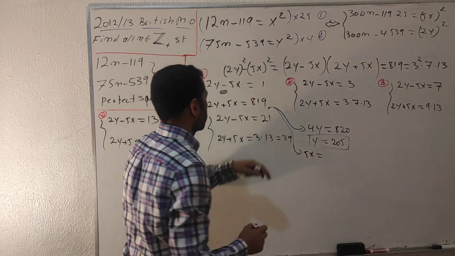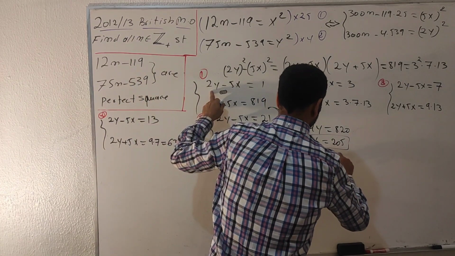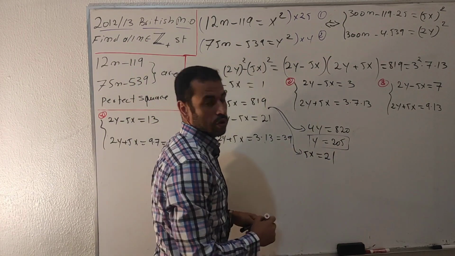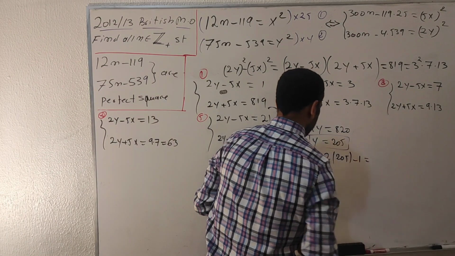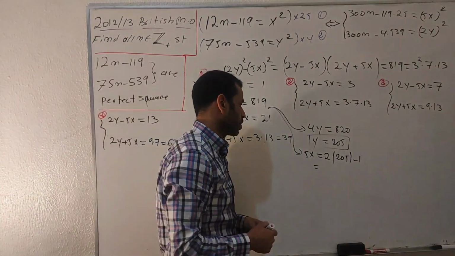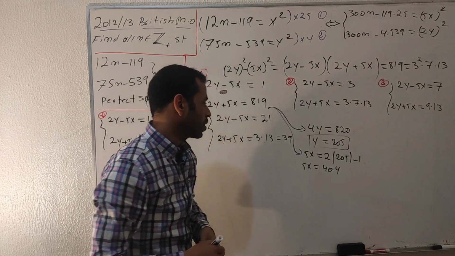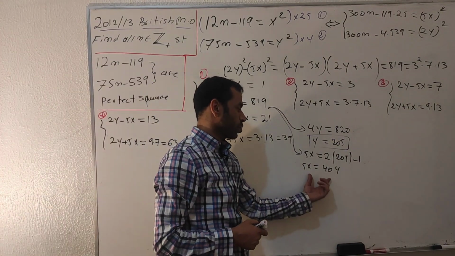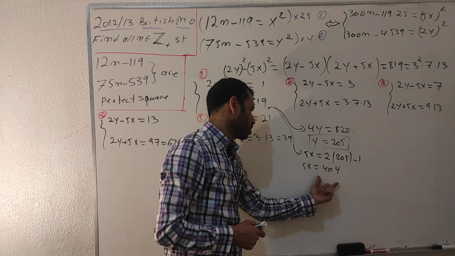So which means I get here 5x. By taking this 5x to the right and bringing number 1 to the left, I get 2y. 2y will be replaced with 205, minus number 1. This one is giving us 405 minus number 1, giving us 404 equals 5x. Here is a problem. This one is not a solution without making any division here.